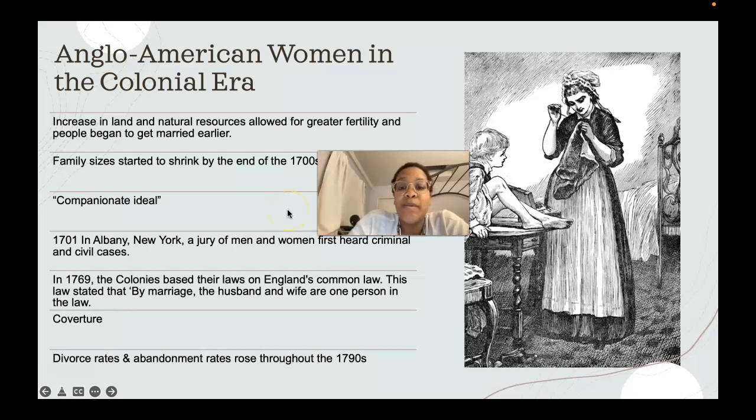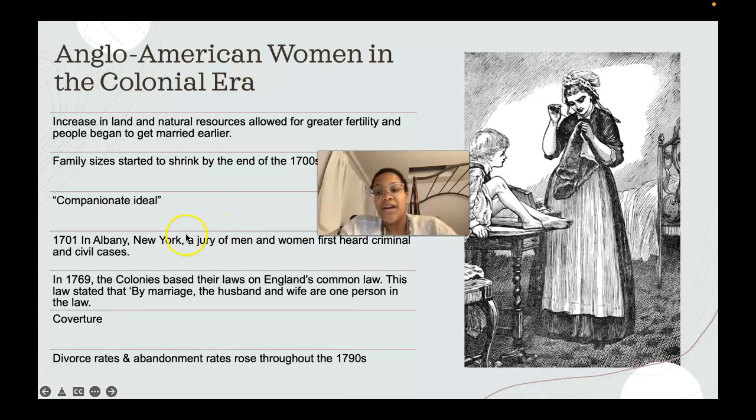And we also see some women being able to sit on juries. So in 1701 in Albany, New York, there was a jury that was comprised of both men and women hearing criminal as well as civil cases. In 1769, colonies based their laws on English common law, and this stated that, quote unquote, by marriage, the husband and wife are one person in the law.